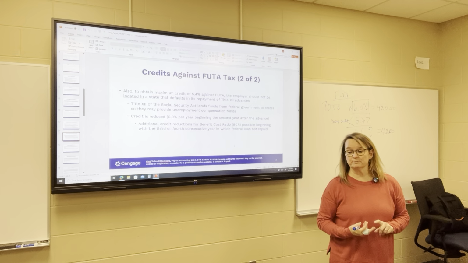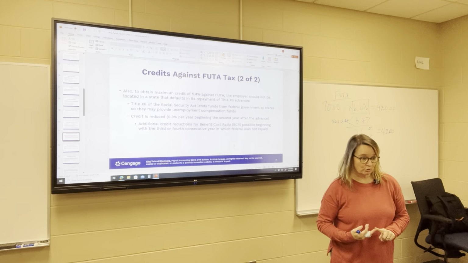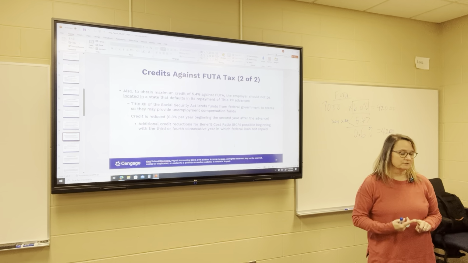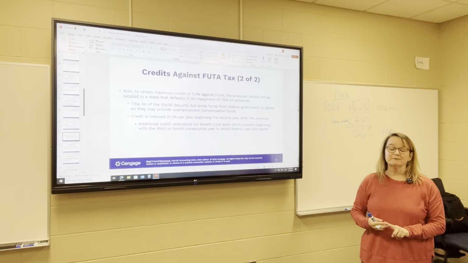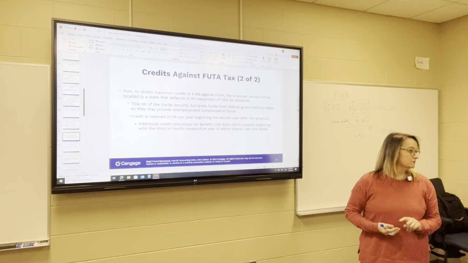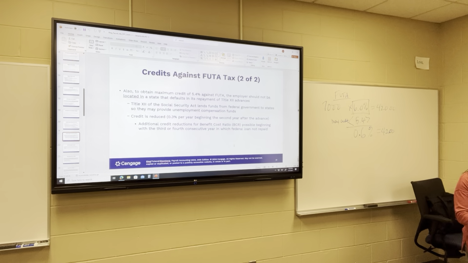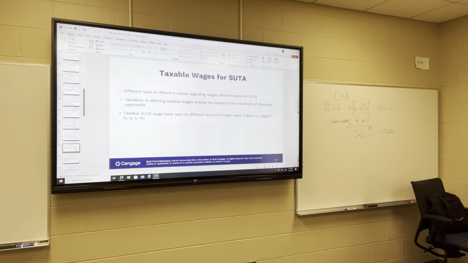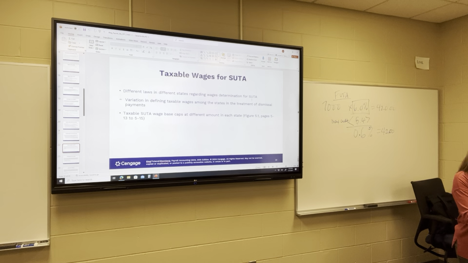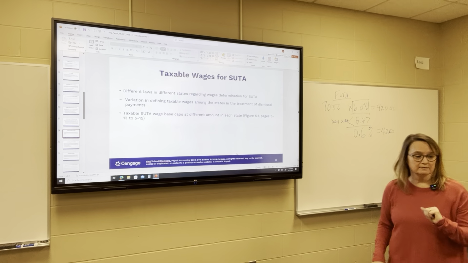Employer has to have made their SUTA payments on time. They can control that. They also have to be in a state that is not in default of their unemployment loans from the federal government. All right, so we're going to end it there. We'll get into some calculations on Wednesday. We're also going to talk about SUTA in more detail and tax rates for SUTA, but then we'll also get into some of these calculations.